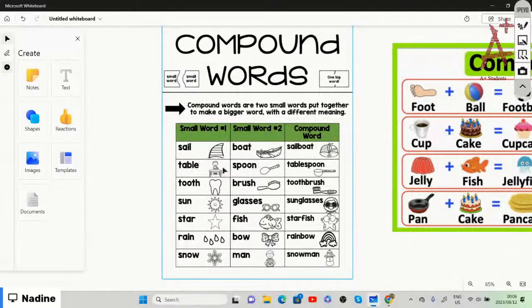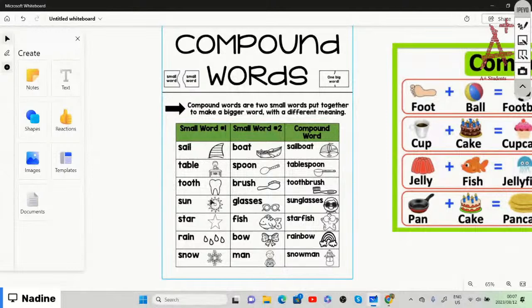But now if we put these two words together, table plus spoon, to make one big word, which we call the compound word, the meaning changes, and it now becomes a tablespoon. A tablespoon is basically a bigger spoon, if we can call it that, and it is totally different from an actual table.